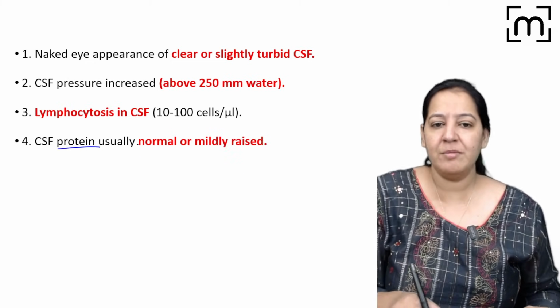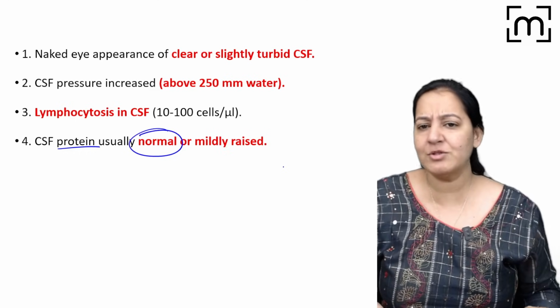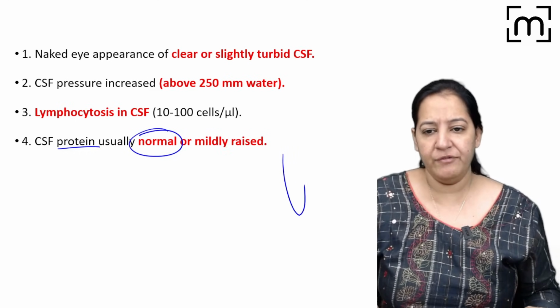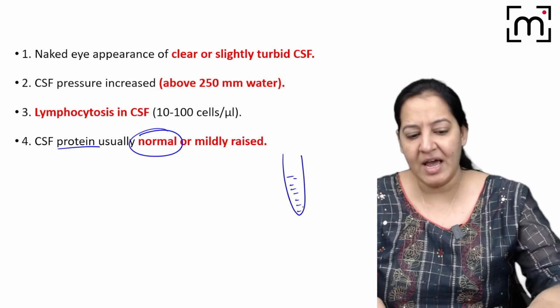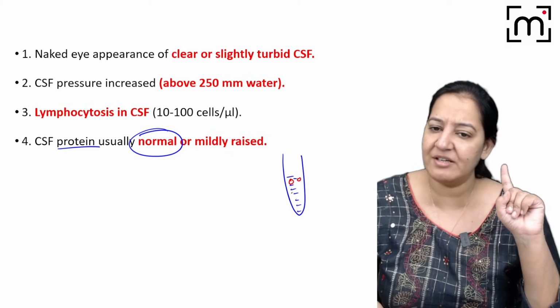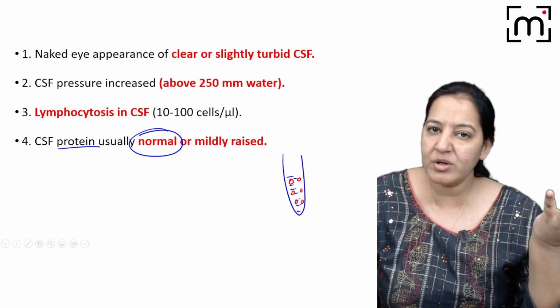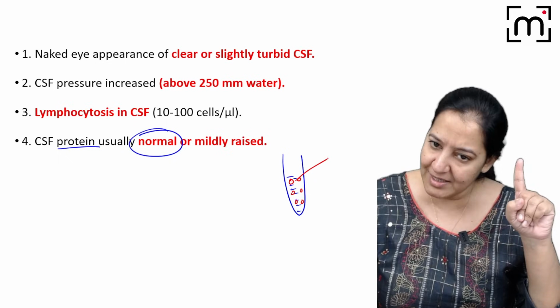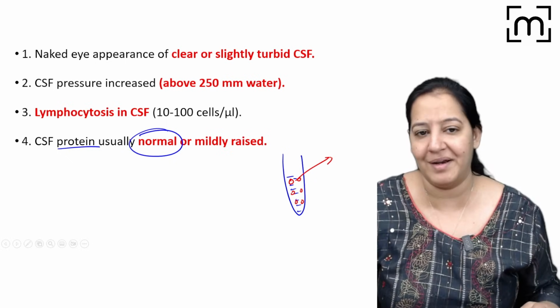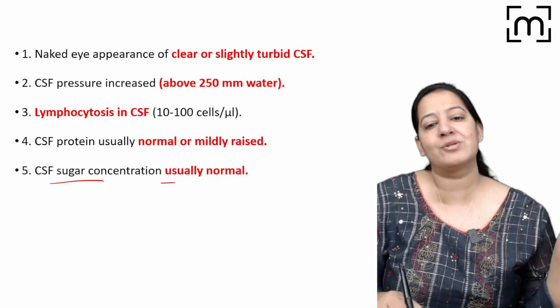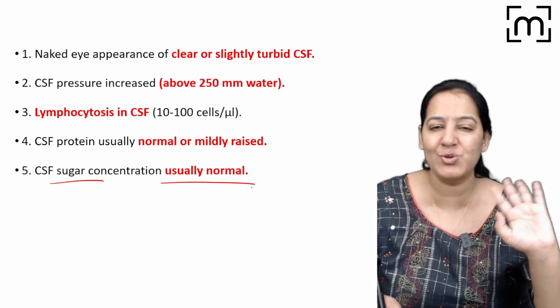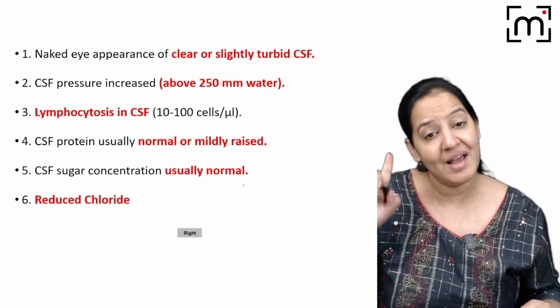The next is the protein. Protein is normal because viruses don't have a cell wall. So if you take the CSF of a patient having viral meningitis, the CSF contains the virus. But viruses don't have a cell wall like bacteria. So if you measure the protein content, it's the same as that of normal. If you see the glucose content, it's also normal because viruses don't consume sugar or glucose as nutrition like bacteria.